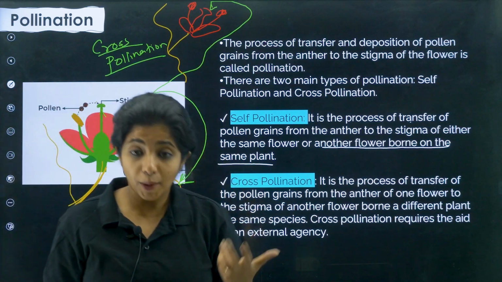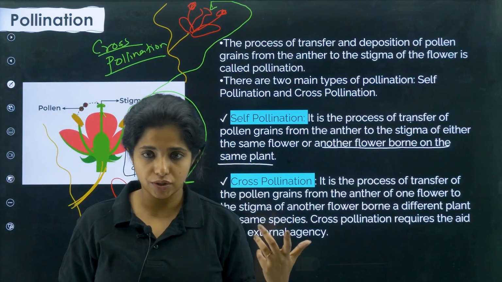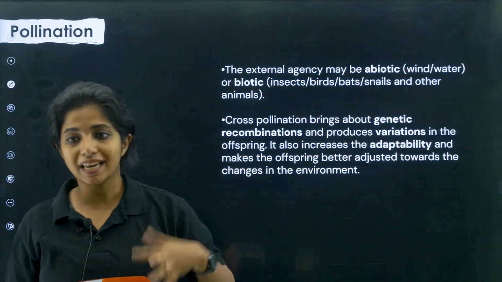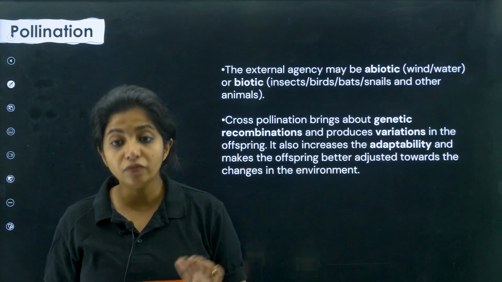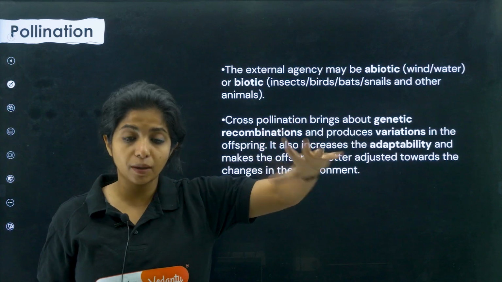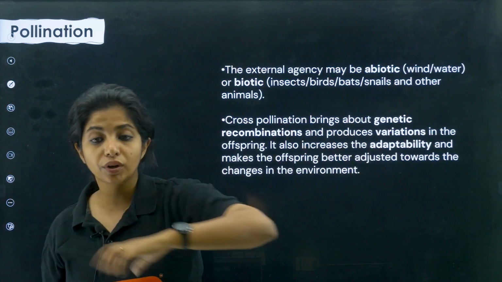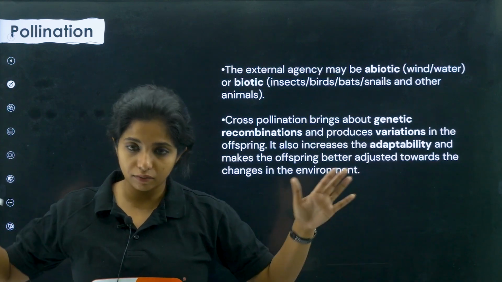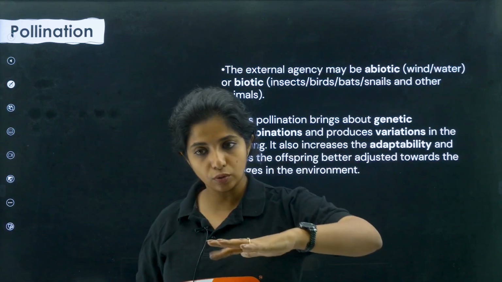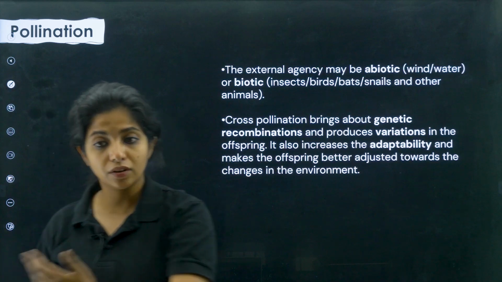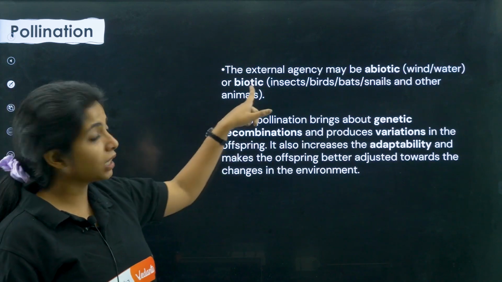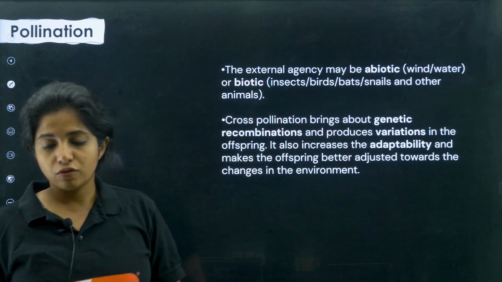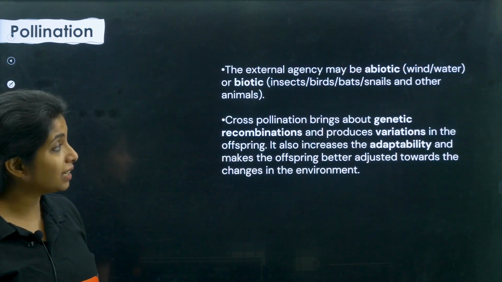Now, for pollination to happen, you need external agents, and these can be abiotic or biotic. Abiotic as in something that does not have life, for example wind and water. Wind acts like a pollination agent and carries the pollen grains along. Then you have water. The plants in the water release their pollen grains on the water. The water moves around, and that's how they transfer it to the next plant. In the case of biotic factors, you have insects, birds, bats, snails, and lots of animals which come.